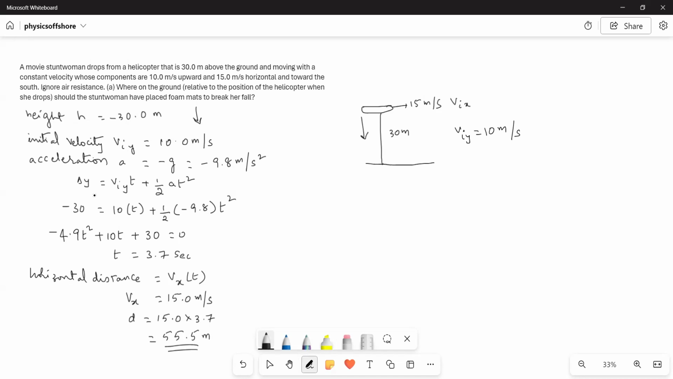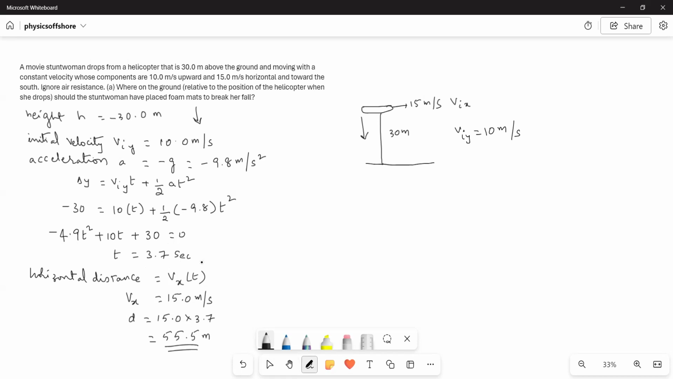Now I use the formula delta y is equal to v_i t plus half a t square, and plug in the values. Negative 30 is equal to 10 times t plus half into negative 9.8 t square. So this becomes minus 4.9 t square plus 10 t. And then this goes to the other side, so 30 is equal to 0. Simplify the quadratic equation. This is a quadratic equation in t. On simplification, I get t is equal to 3.7 seconds.